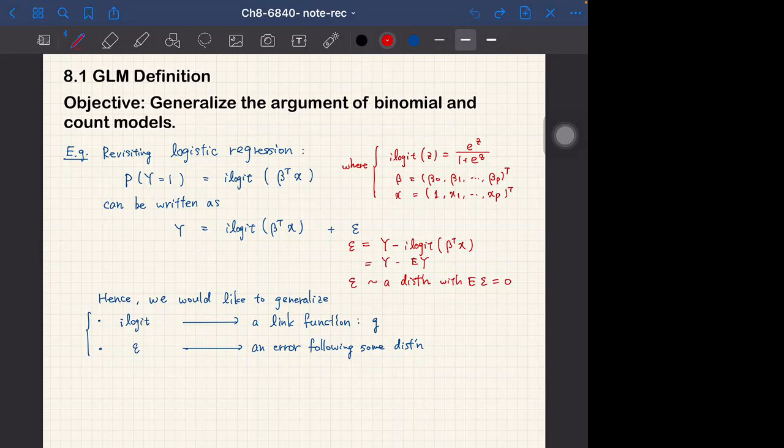Okay, so at first the definition. At first, I would like to discuss the motivation for the generalized linear model. The motivation is to generalize the argument of the binomial and the count models. So the base is the linear model.